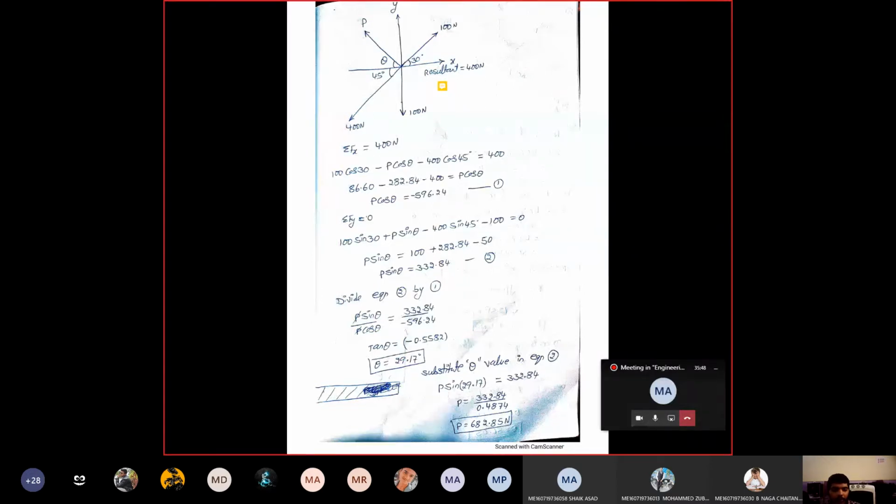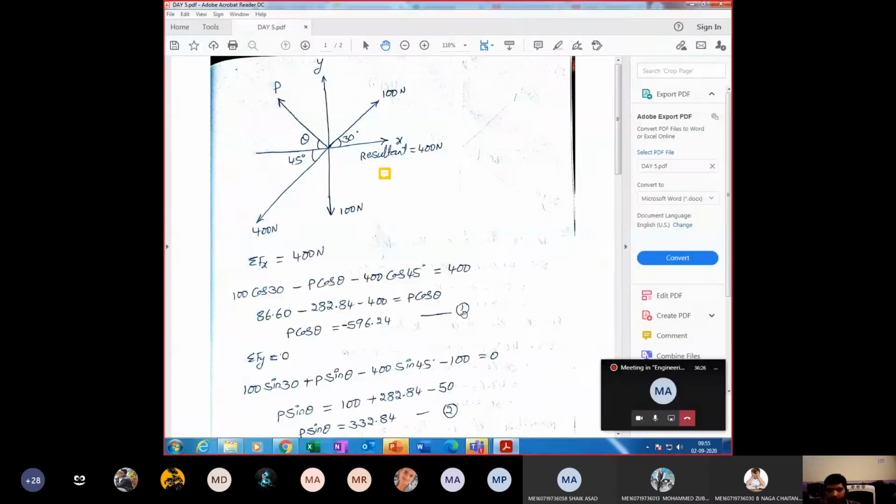Rule number 73. Is this problem clear to you or not? Is there any doubt? Tell me. Clear now? If any unknown force as well as the unknown theta value is given, then this is the procedure to solve. Simple problem. So we have successfully completed the coplanar concurrent force system. I have covered all the models. Next, we will proceed to the next topic.